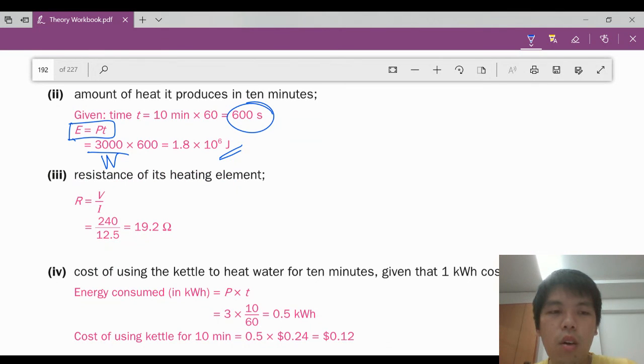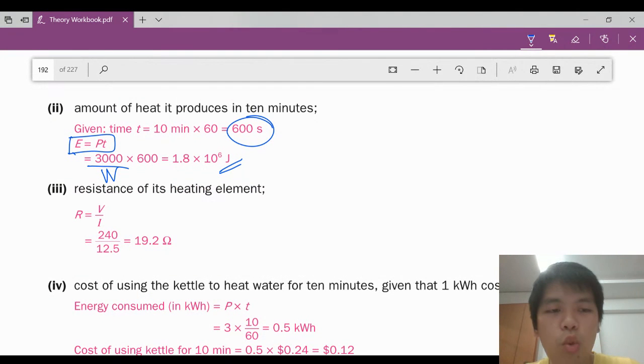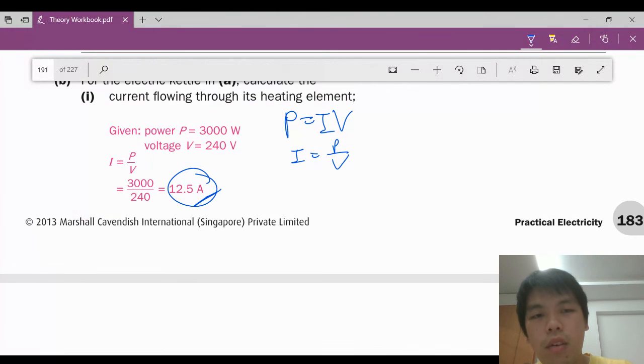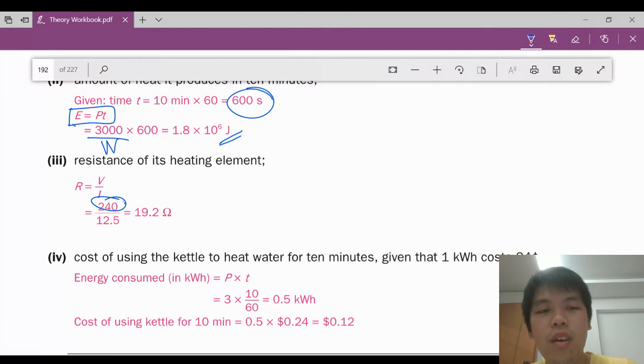What is the resistance? R equals V over I. You know that to power it, you need 240 volts. And the current itself is calculated above here. The current flowing is 12.5. So in this case, the heating element has a resistance of 19.2 ohms.